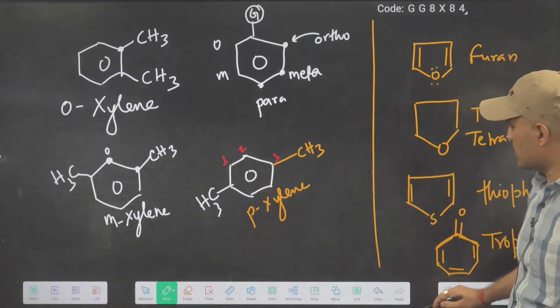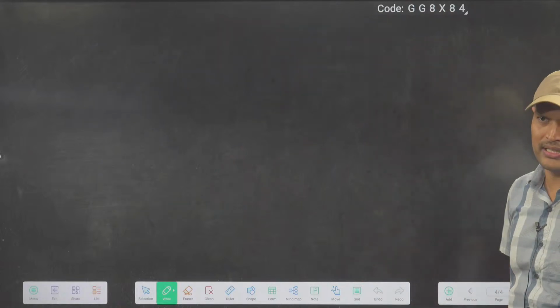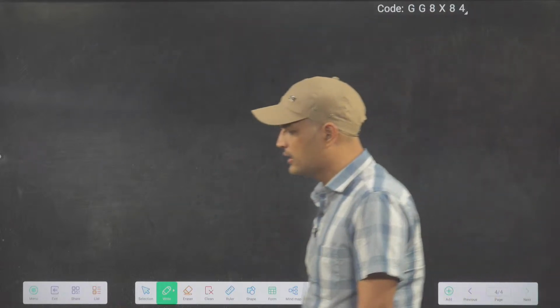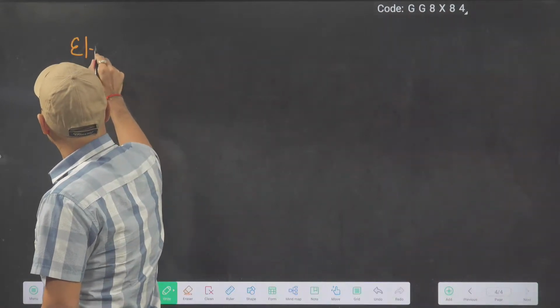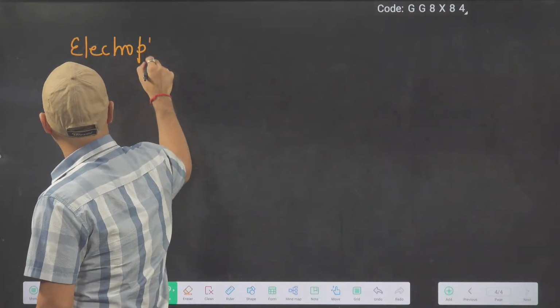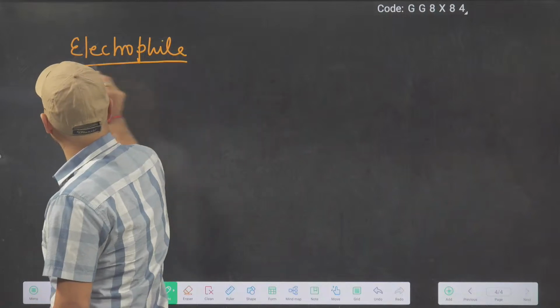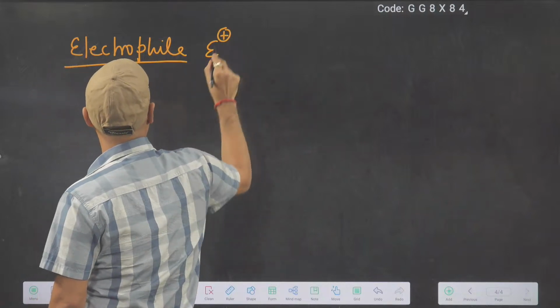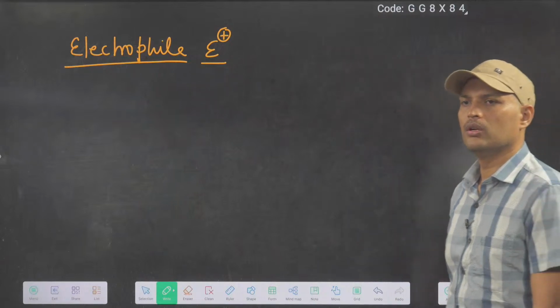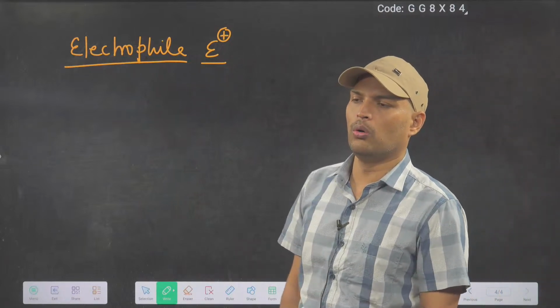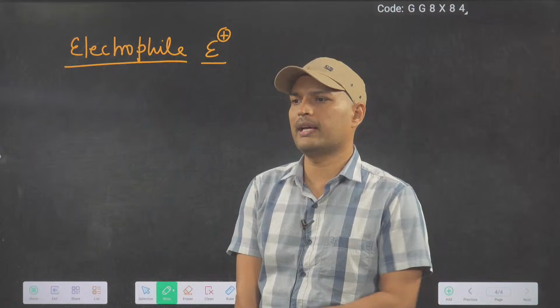Now come to the next part. So many compounds I have written. Many more compounds are in NCERT, which we will write slowly and gradually. Now let's study something. First point, again, what is in NCERT? I will show you at last. Do you know what is an electrophile?